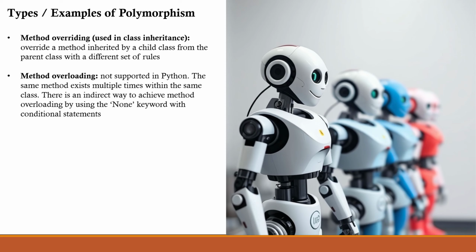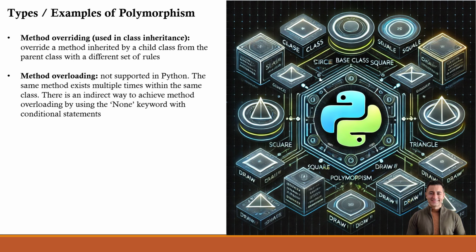But just so you know, there is an indirect way of making this work, and it basically sets default values to None and uses conditional statements to achieve method overloading in an indirect manner. And by the way, the difference between method overriding and method overloading is that overloading occurs within the same class, whilst overriding occurs in different classes.